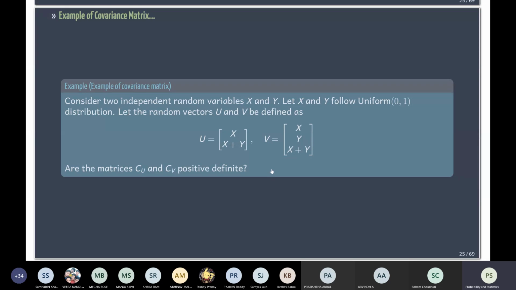Actually, I don't think there is any trick here. What you are supposed to do is prove it for this example. In general we have already proved that Cu and Cv are positive definite, but here the question is about verifying it for yourself, whether it's positive definite or not.